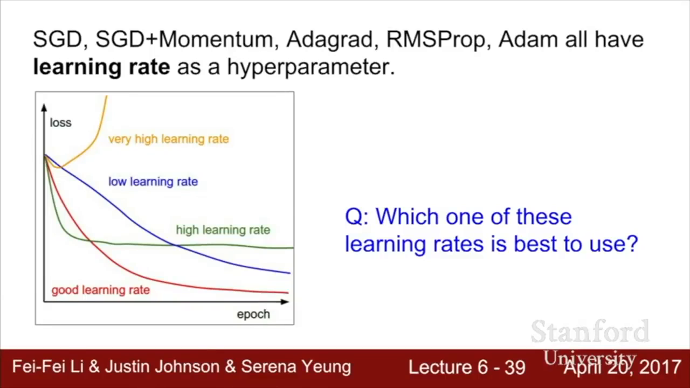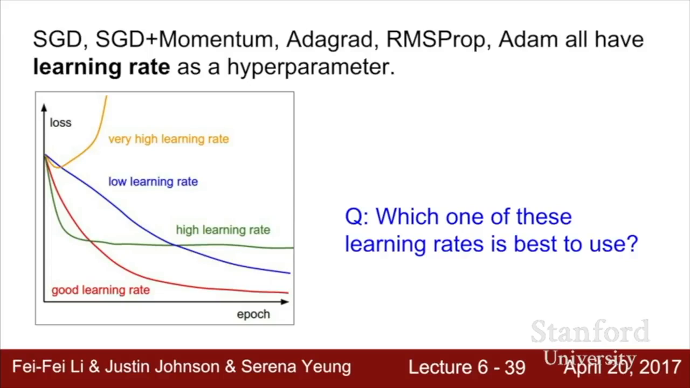Another thing we've seen in all these optimization algorithms is learning rate as a hyperparameter. We've seen this picture a couple of times: as you use different learning rates, if it's too high, it might explode, in the yellow. If it's a very low learning rate, in the blue, it might take a very long time to converge. It's tricky to pick the right learning rate.